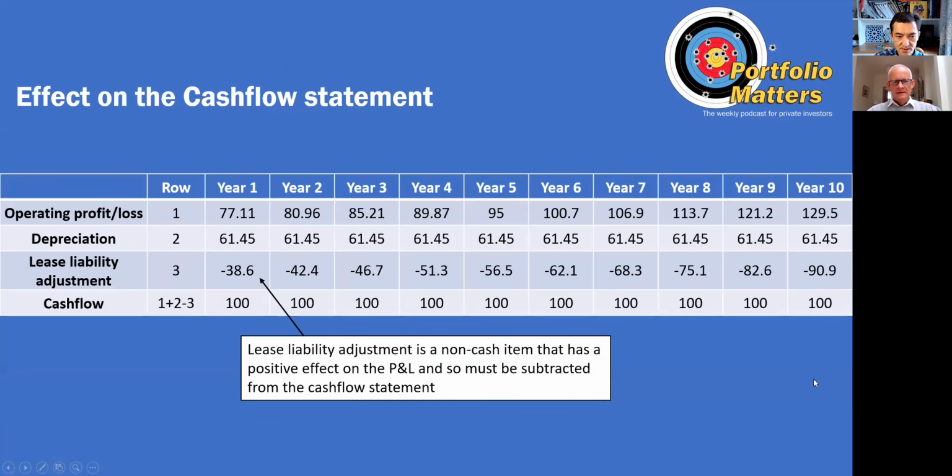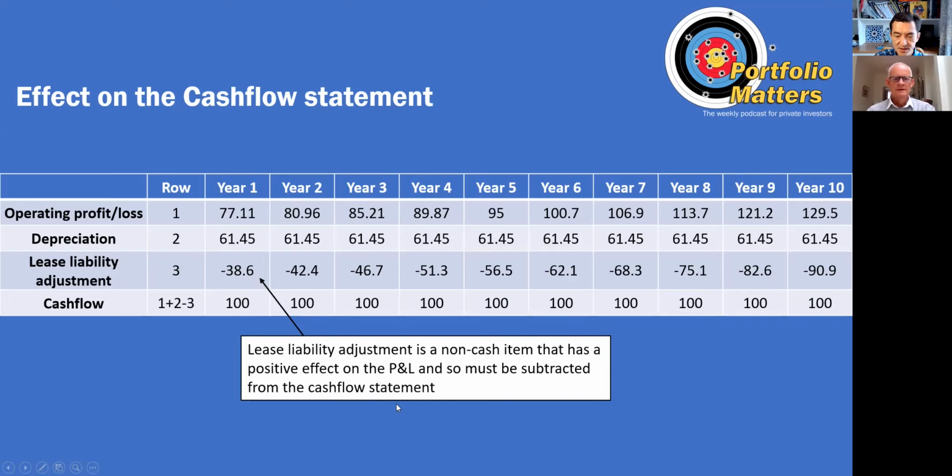And this is the cash flow statement. So starting off with the operating profit, you need to add back the depreciation because that's a non-cash item. But then you'll see on the cash flow statement, there is a lease liability adjustment, which does not go through the P&L. And by subtracting that, you get back to your cash flow of 100.